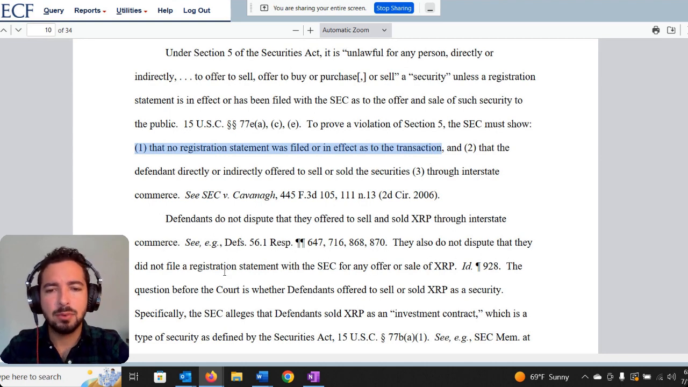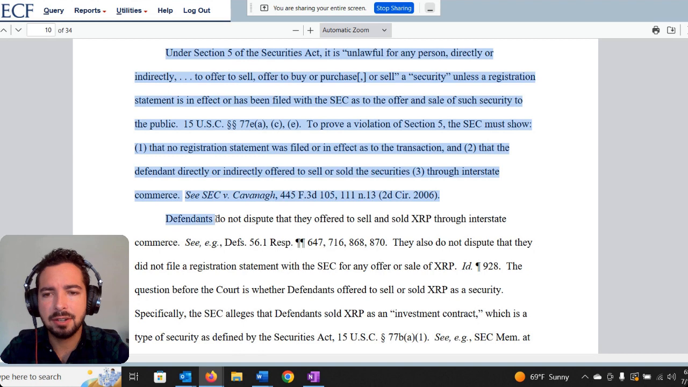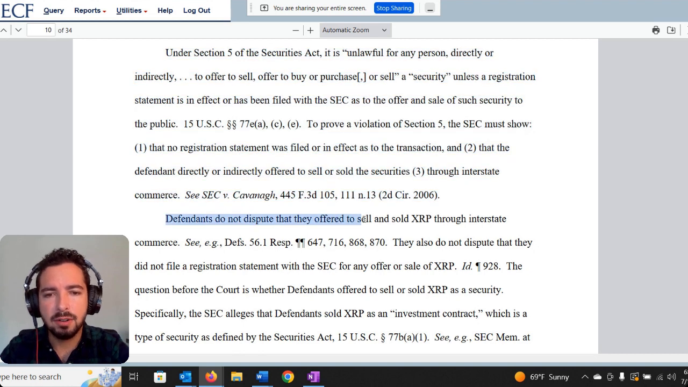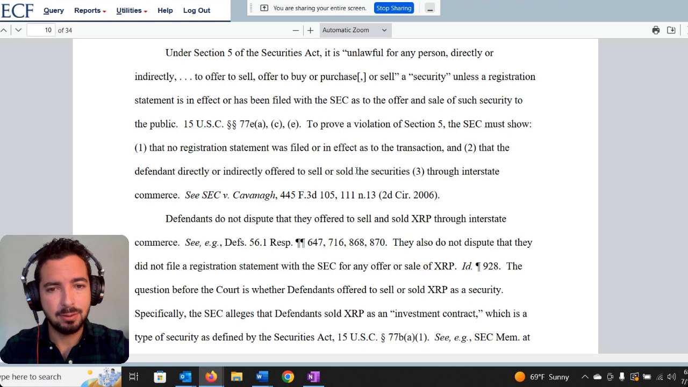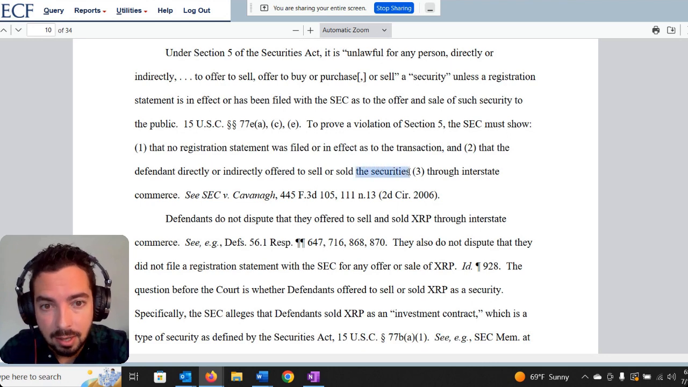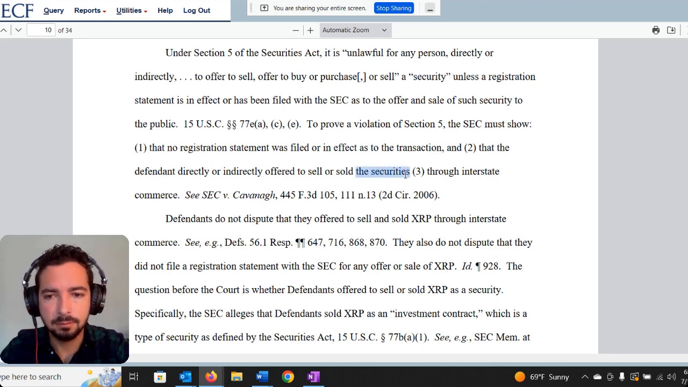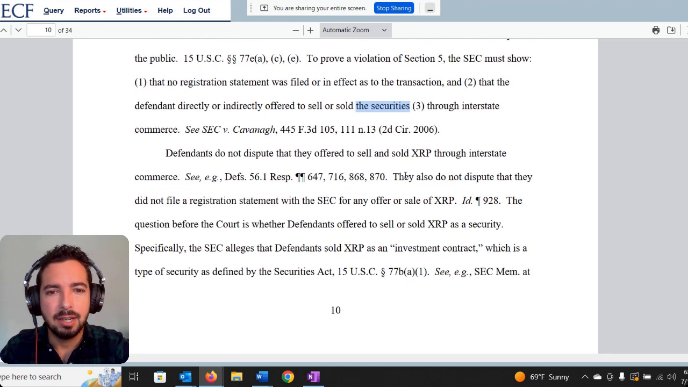The question before the court is whether the defendants offered to sell or sold XRP as a security. Oh, okay. So this sentence here is actually saying defendants do not dispute that they offered to sell and sold XRP. So even this part right here, that the defendant directly or indirectly offered to sell or sold, that's also been proven. So literally, the only thing this case is about is whether XRP was a security. That's it. That's all that we're dealing with.